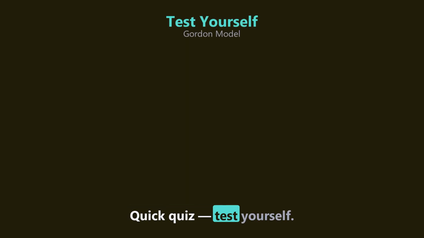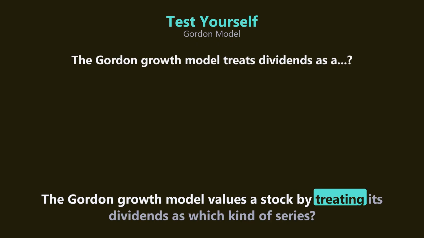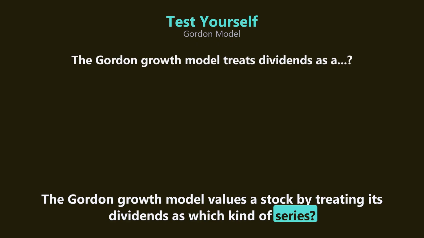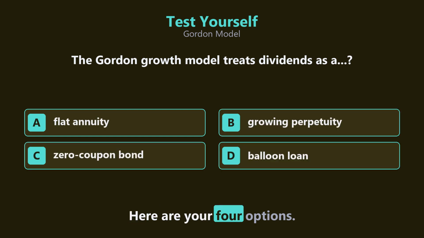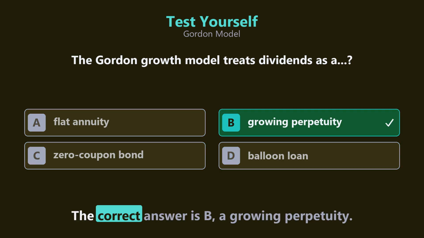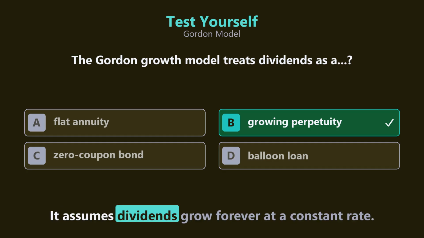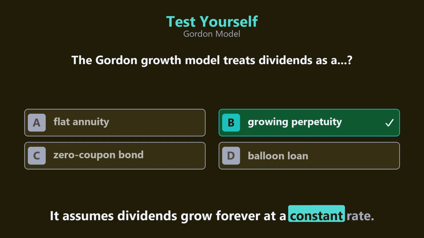Quick quiz, test yourself. The Gordon growth model values a stock by treating its dividends as which kind of series? Here are your 4 options. Pause the video and solve it now. The correct answer is B, a growing perpetuity. It assumes dividends grow forever at a constant rate.